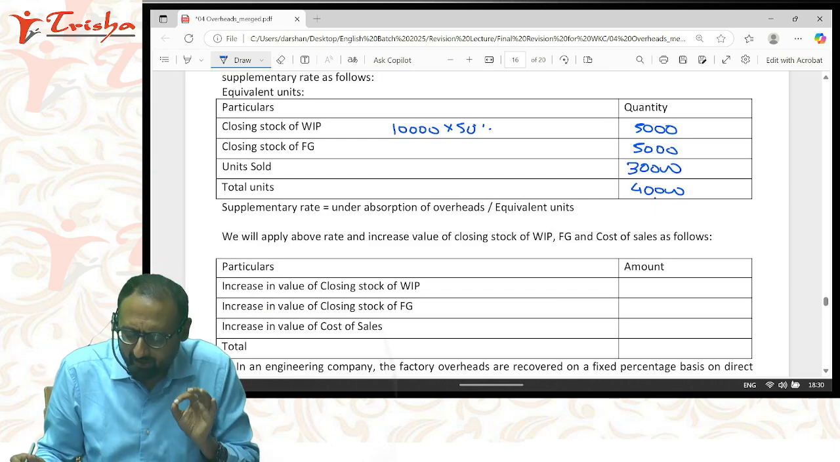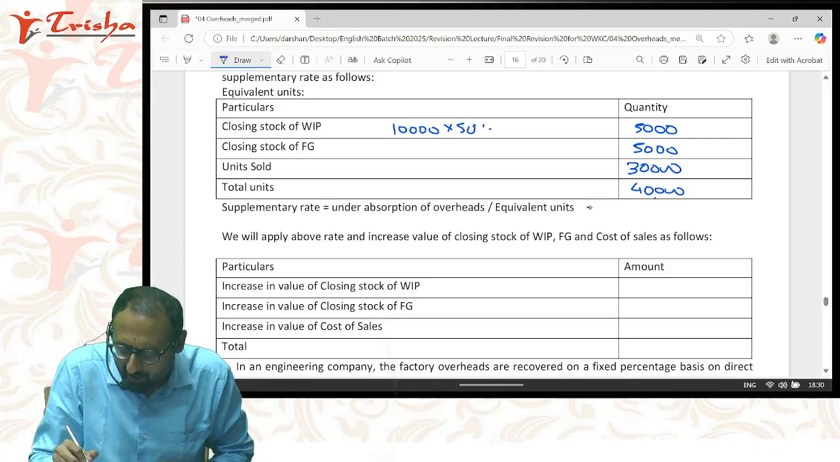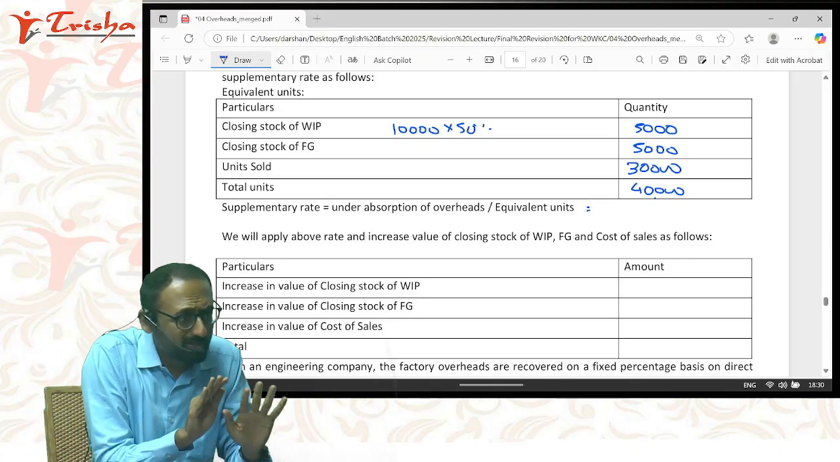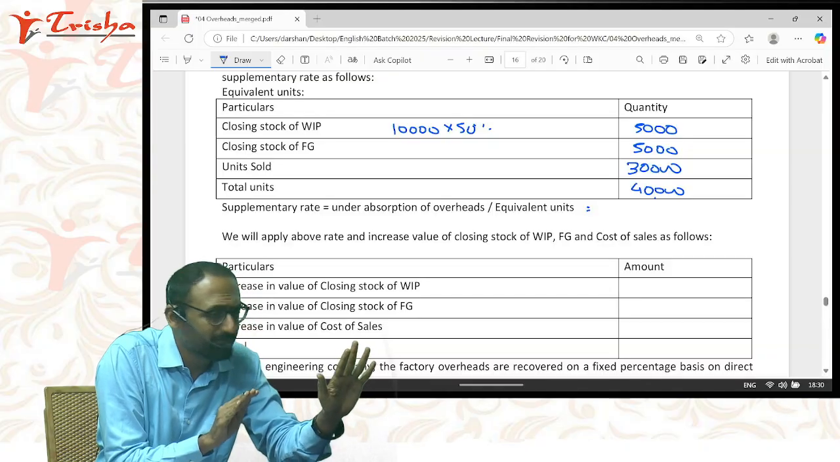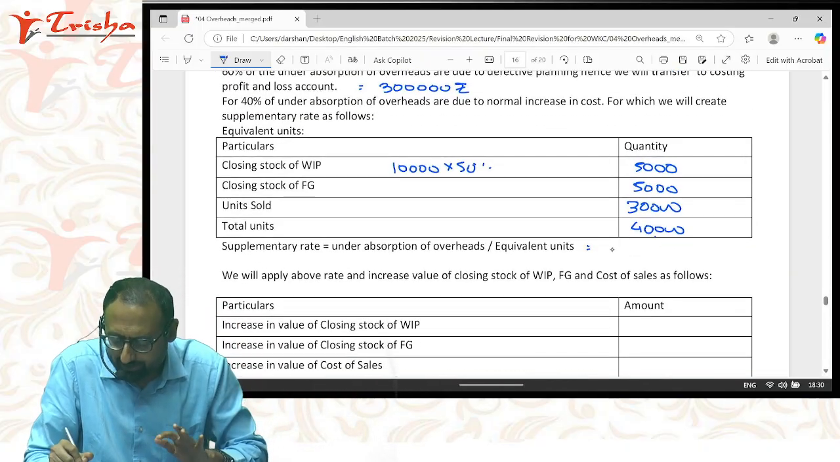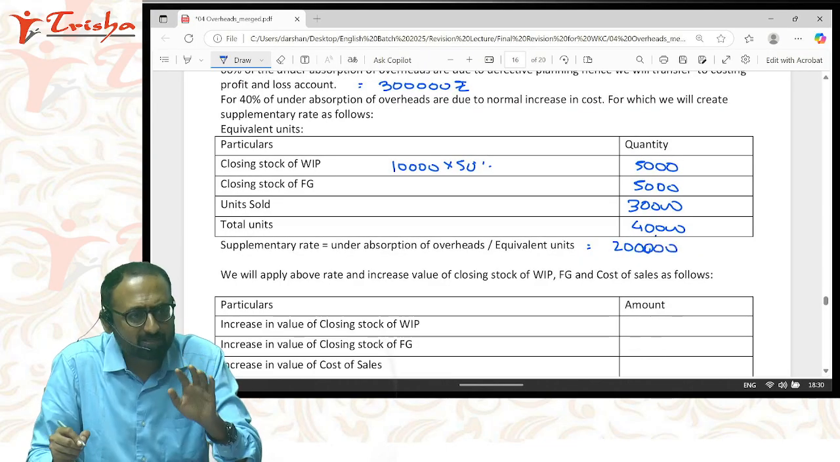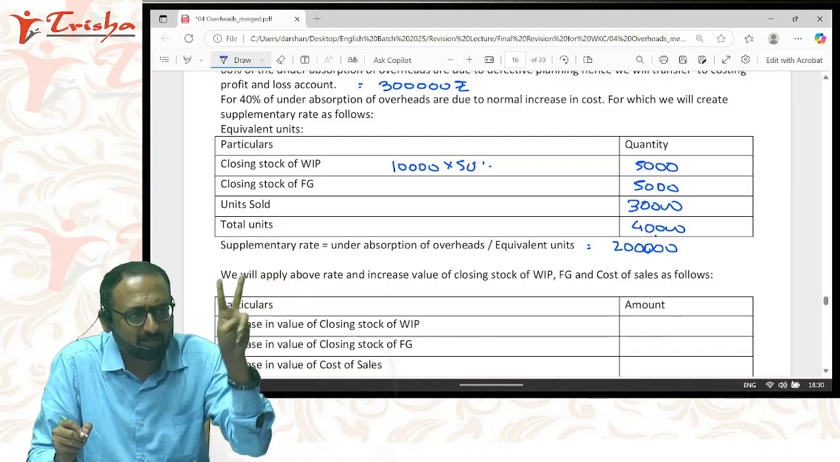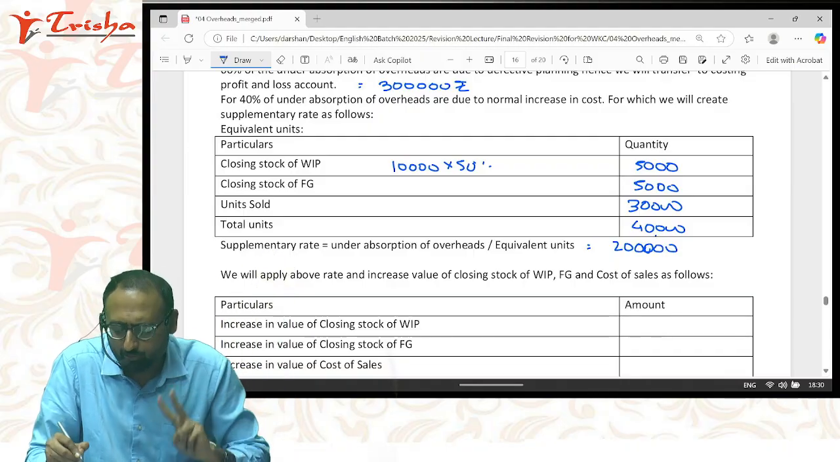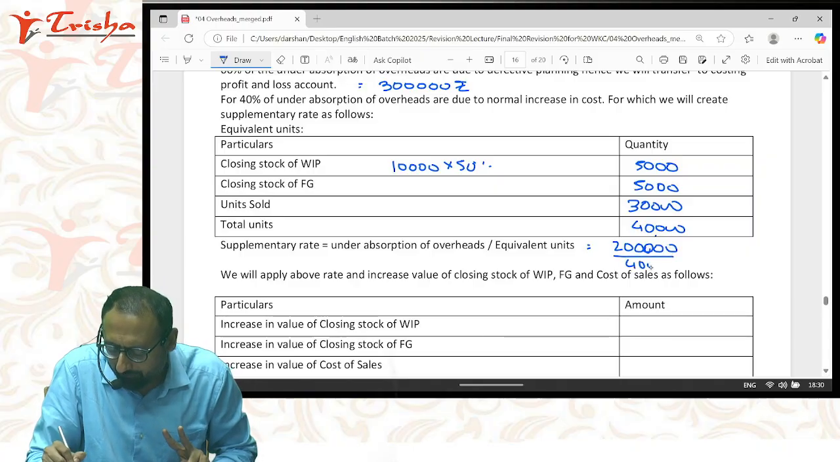Now if you take the total, equivalent units are 40,000. Supplementary rate is equal to under absorption divided by equivalent units. Under absorption because of the normal reason is not 5 lakhs. Normal reason will be 2 lakhs. Why 2 lakhs? Out of 5 lakhs, 3 lakhs is directly transferred to costing P&L. Now 2 lakhs are left, for which we are calculating the supplementary rate. Divided by 40,000, your rate comes to 5 rupees per unit.